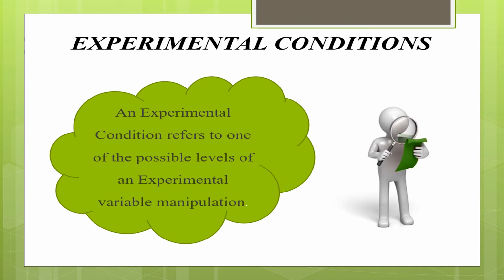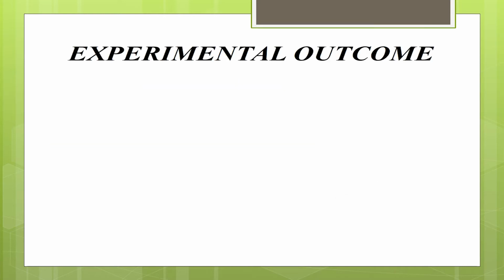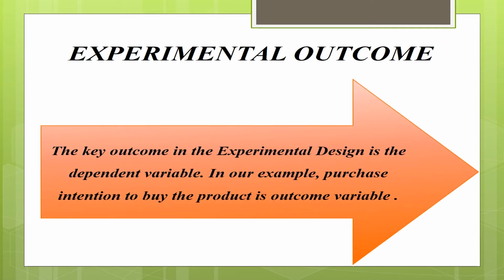Another component of experimental design is the experimental outcome. The key outcome in the experimental design is the dependent variable. In the last example, purchase intention to buy the product is the outcome variable. To better understand the experimental design, it is advised to use various symbols. So let's have an idea of the various symbols used for experimental design.